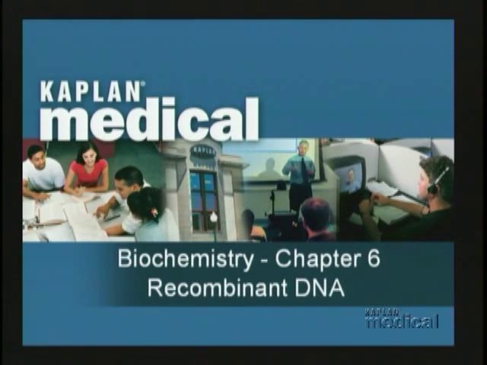In Chapter 6, we will be discussing and reviewing recombinant DNA. We'll talk about what recombinant DNA is, how it's prepared, and also talk about cloning of recombinant DNA, and then the uses of the cloned recombinant DNA for gene therapy as well as generation of transgenic animals. In addition, we'll talk about how we prepare recombinant proteins from the recombinant DNA.